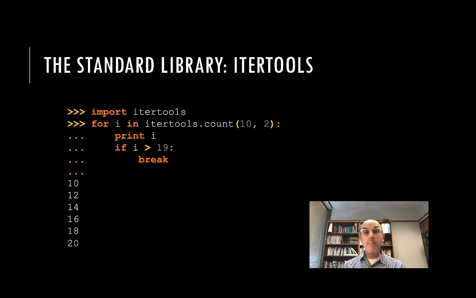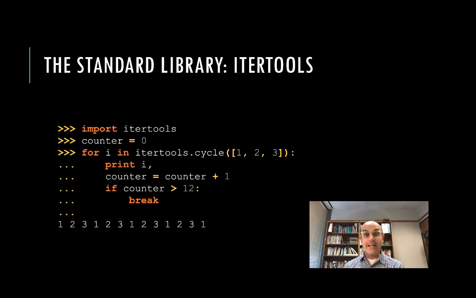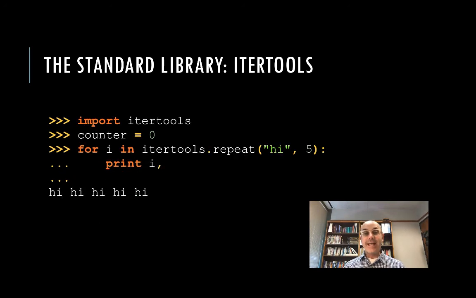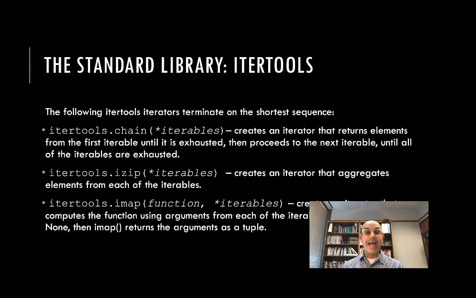So import itertools, I will say for i in itertools.count 10 to 1, print the i. If it will break, it will do that. If I say counter 0, it will start again, and I will add cycle 1, 2, and 3. It will repeat in that order. I can also use text, and I can repeat hi, and it will repeat hi 5 times as I outlined. We also have the ability to have a chain that we can embed.